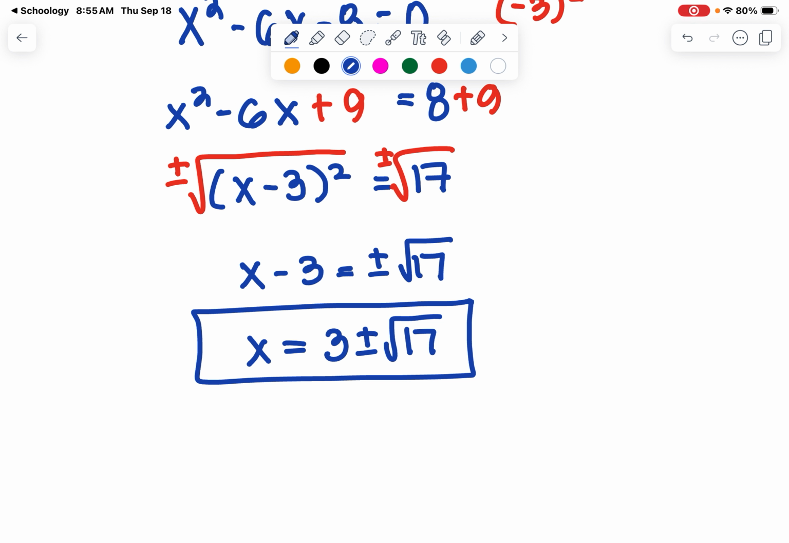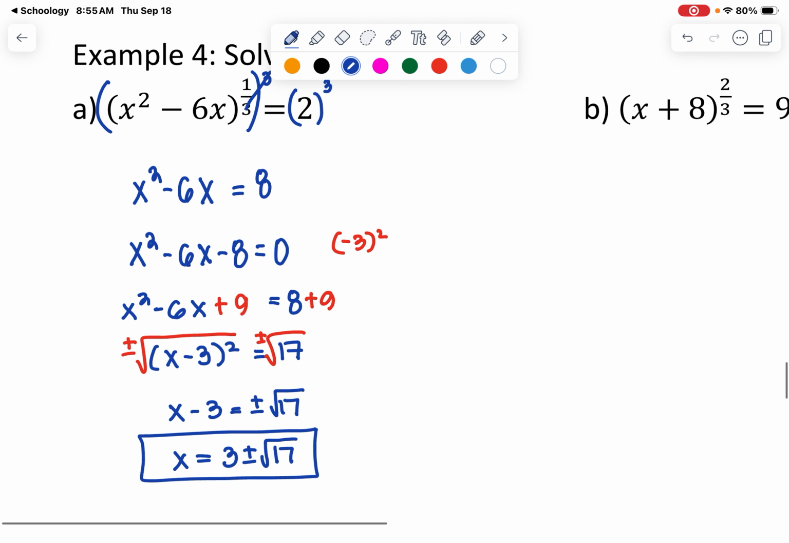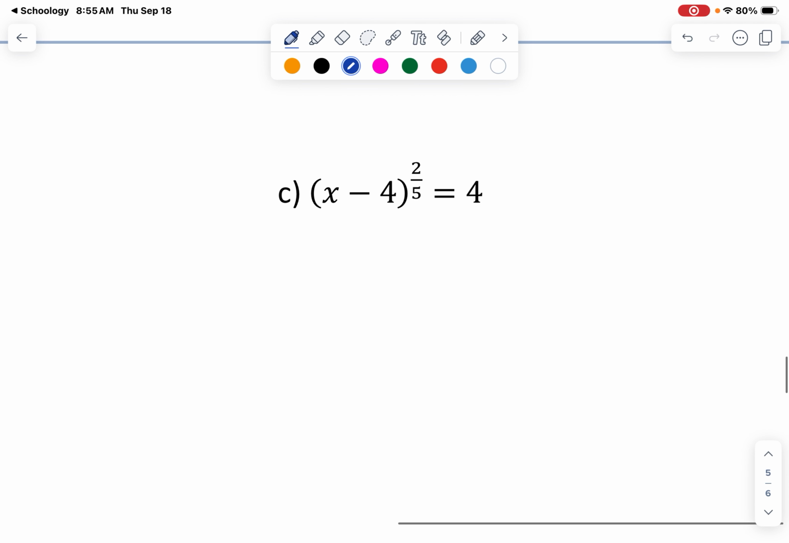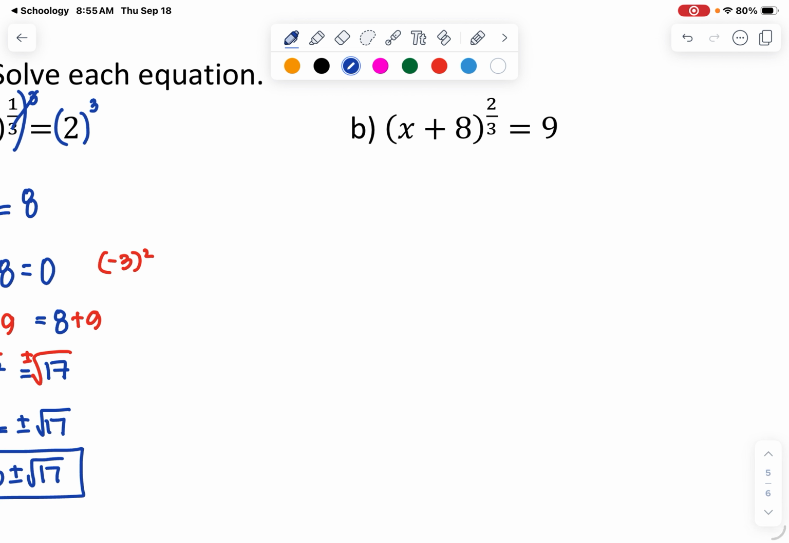Now, if you have an even root, you should be checking your answers because you could get extraneous solutions. We just want to make sure that we're not getting extraneous solutions. But if you look, this is a cube root, which we can take the cube root of positive numbers and negative numbers. So its domain is all real numbers, so we don't have to check the solution on that one. This one is also a cube root. This one is a fifth root. So on all three of these, we don't have to check the solutions.